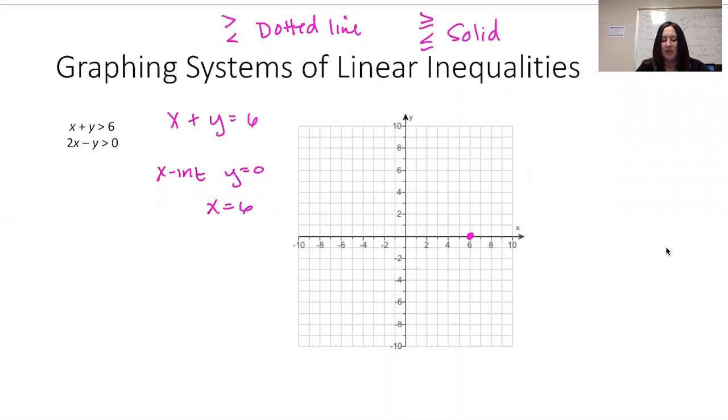I'm going to do the same thing to find my y-intercept. So I let my x value be 0. So I get y is 6. Now, because it is just greater than, it is a dotted line.